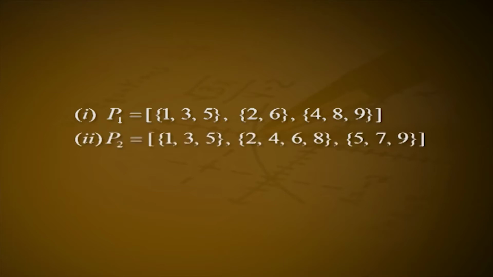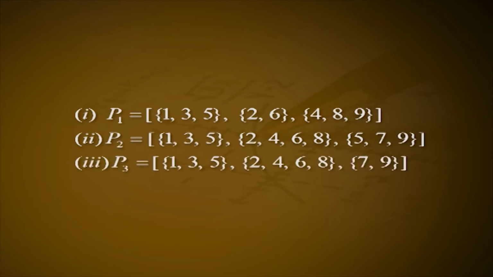Example 4. Consider the following collection of subsets of S consisting of 1, 2, etc., 8 and 9. P1 is the collection of sets: the set consisting of 1, 3 and 5, the set consisting of 2 and 6, and the set consisting of 4, 8 and 9. P2 is the collection consisting of the sets: the set consisting of 1, 3 and 5, the set consisting of 2, 4, 6 and 8, and the set consisting of 5, 7 and 9. P3 is the collection of sets: the set consisting of 1, 3 and 5, the set consisting of 2, 4, 6 and 8, and the set consisting of 7 and 9.